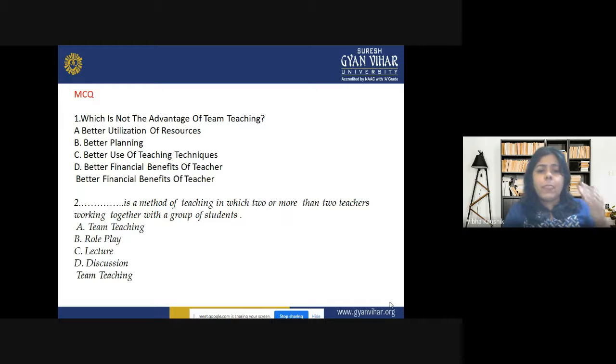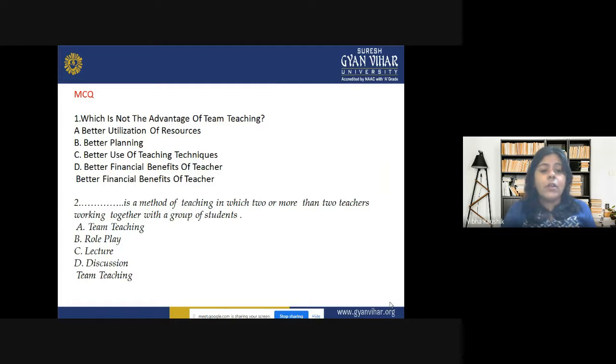Now, these are the options, students. Now you have to select the correct one on the basis of the given choices, and the correct answer will be option D. That is better financial benefits of teachers. This is not the advantage of team teaching.